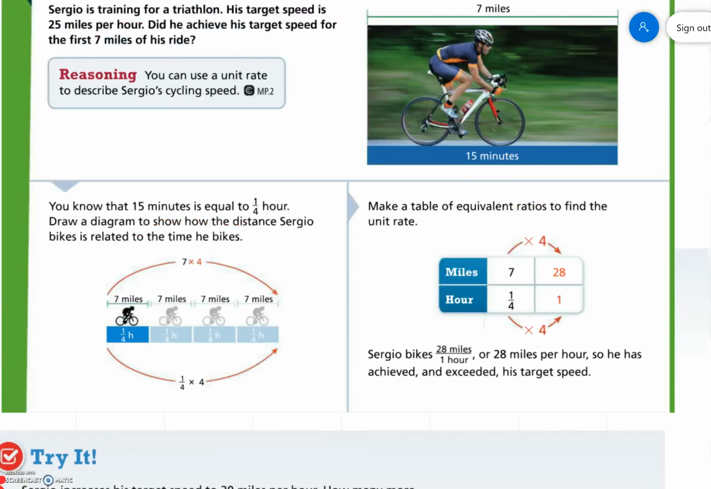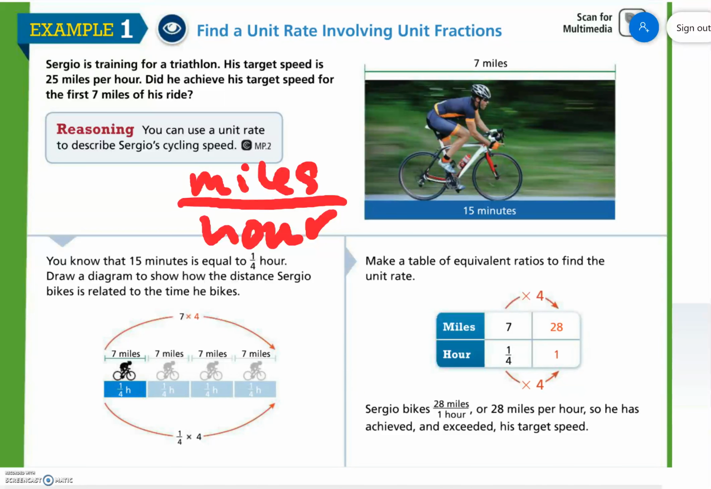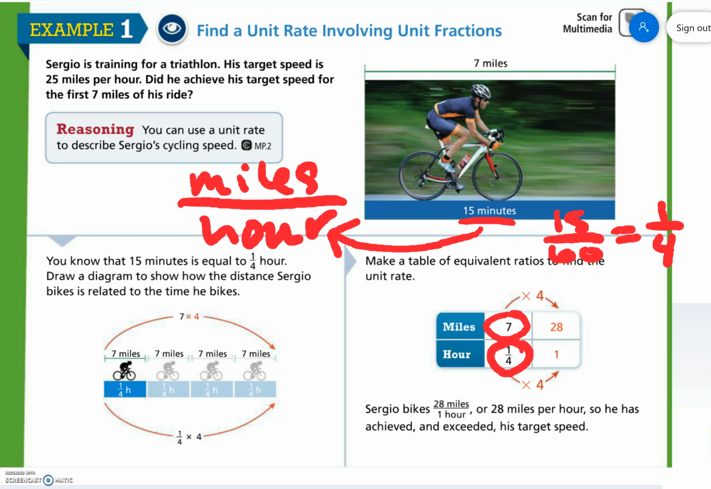Example number 1. Find the unit rate involving unit fractions. Sergio is training for a triathlon. His target speed is 25 miles an hour. Did he achieve his target speed for the first 7 miles of his ride? We are doing miles per hour. So 15 minutes, we need to convert it to hours. 15 minutes out of 60 minutes is equal to 1/4 of an hour. So he goes 7 miles in 1/4 of an hour.